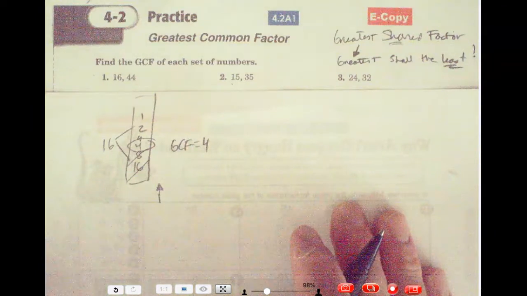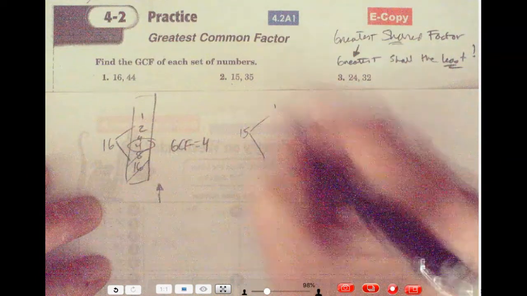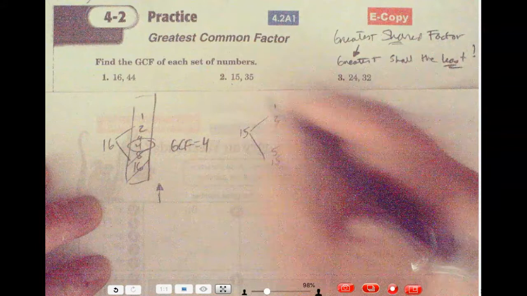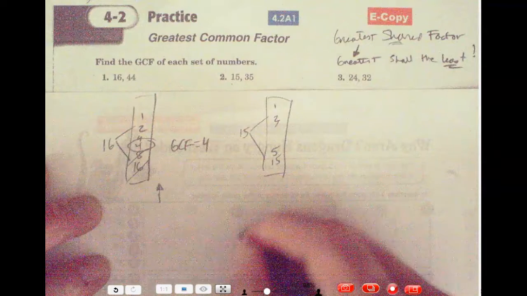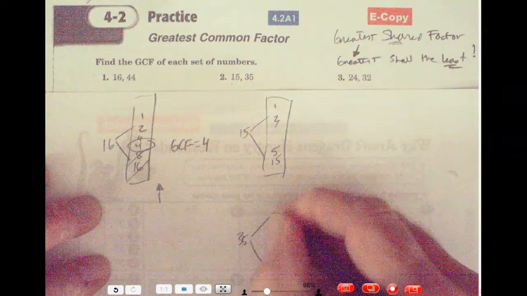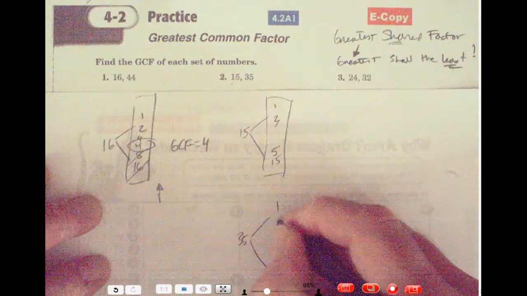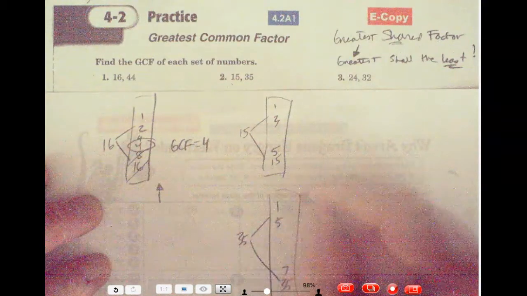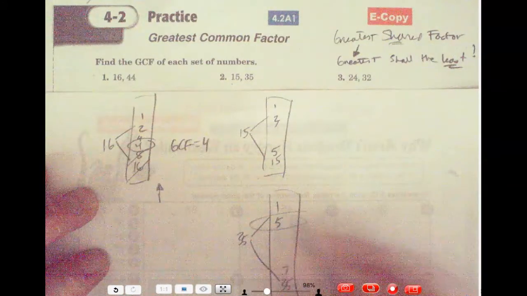Now, another way that you may have learned to do it in elementary school, which is just fine, it's just more work, is you factor both numbers. So for number 2, I'll factor both numbers. I'll do 15. 15 could be 1 and 15. 2 doesn't go in there. 3 does. 3 and 5, and that's it. So you've got these numbers. Now let's take a look at 35. 35 could be 1 and 35. 2 doesn't go in there, 3 doesn't go in there, 4 doesn't go in there, 5 goes in there, 7 times. 6 doesn't go in there. So you've got these factors. And then you can start looking through them and see what's the largest one they share. And it's this one right here.